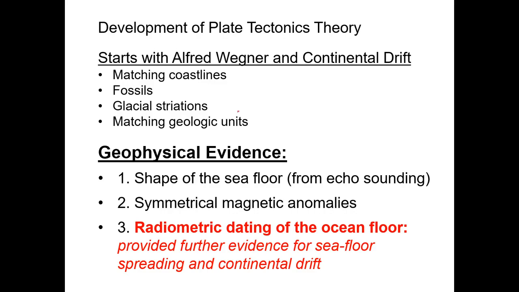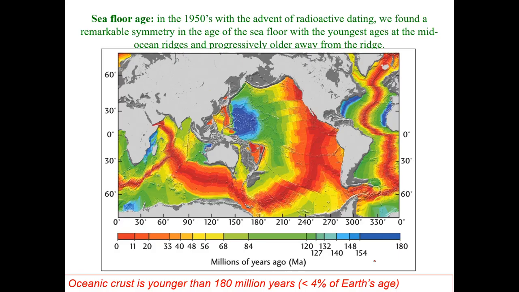Okay, so the last one that proved that Alfred Wegener was right was radiometric dating of the ocean floor. When they were able to develop the science well enough in the 1940s, actually I think it was 1940, Claire Patterson came out with his groundbreaking paper on the age of the Earth from radiometric isotopes. We're going to have a whole lecture on radiometric isotopes, so you'll learn more about that later.